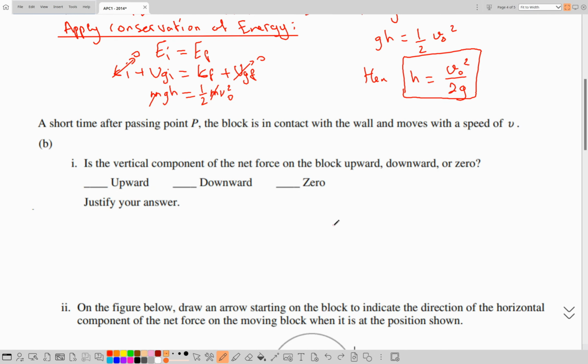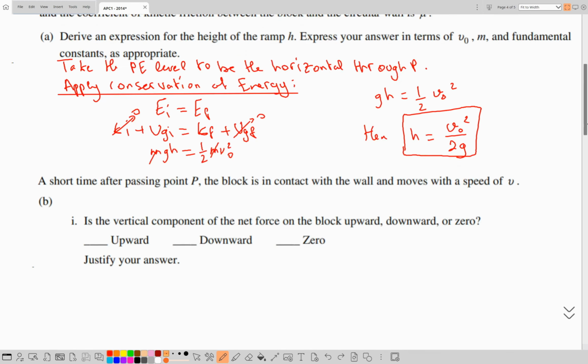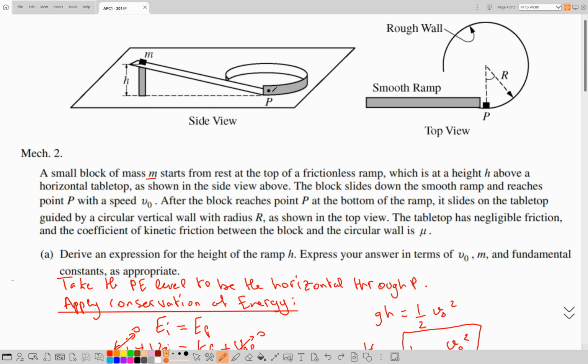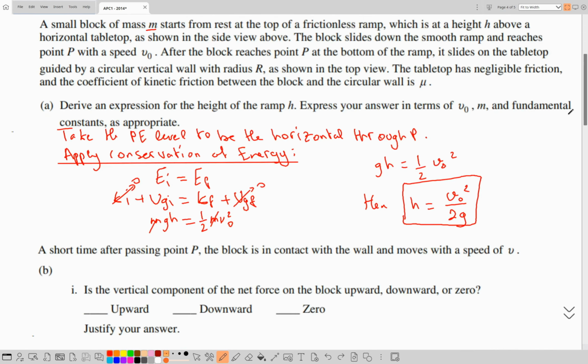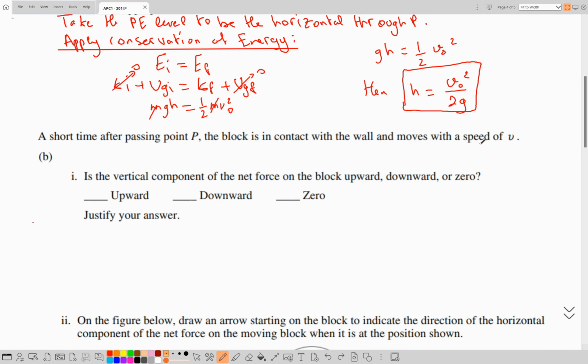A short time after passing point P, the block is in contact with the wall and moves with a speed v. At point P, the initial speed is v0, and because there is friction between the circular wall and the block, we would expect the speed to change. For this reason, they're telling us v is the instantaneous speed along the motion across the wall.